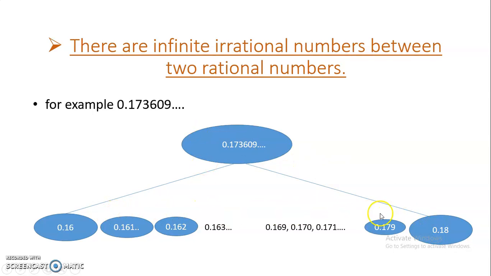And so there are so many irrational numbers, because these are not terminating and not repeating, and these are in between the two rational numbers. So we can say that yes, there can be infinite irrational numbers between two rational numbers, and this number 0.173609 will fall somewhere in between 0.171 and 0.179. Understood? So there are infinite irrational numbers between two rational numbers.